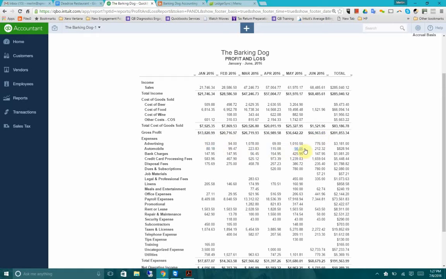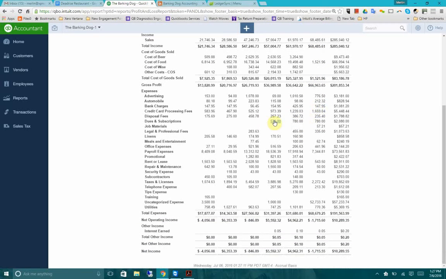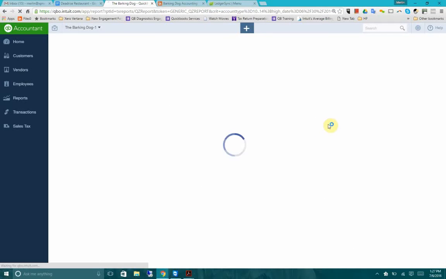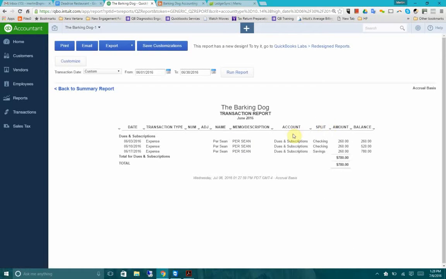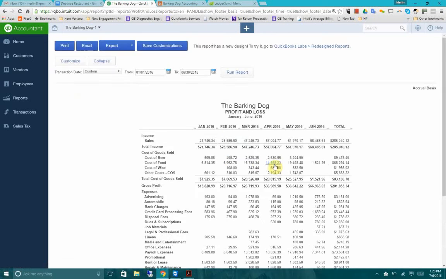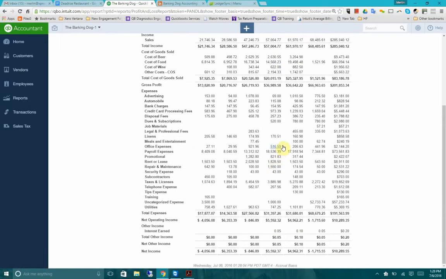So quickly analyzing the rest of these things here. Credit card processing fee, well, that's gone up because sales have gone up. That makes sense. Dues and subscriptions, I don't know what that would be for them. Let's just see real quick. Per Sean. So, I don't know. Meals and entertainment. Again, I'm just scanning through here to see what's going on. I see another big change in the payroll. So that lets me know that something is up. Got to go look at that. Same thing in the rent.